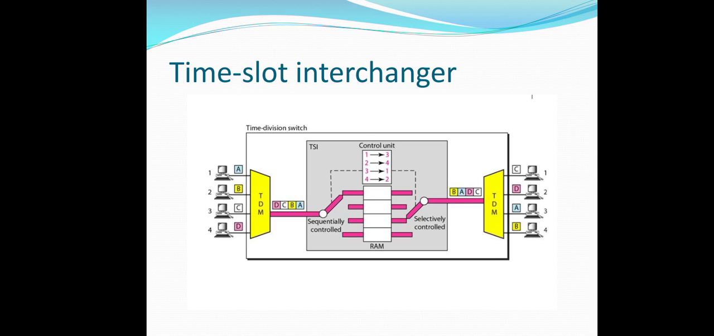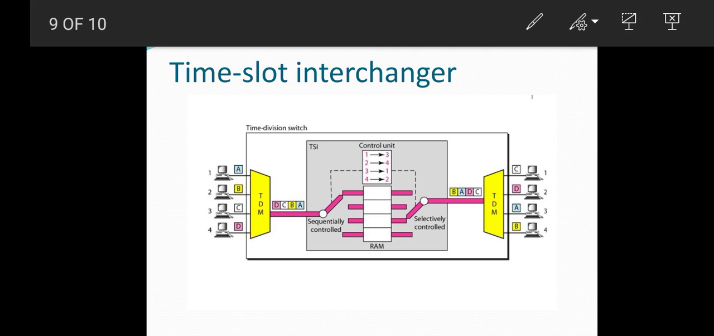A TSI consists of random access memory with several memory locations. The size of each memory location is the same as the size of a single time slot.